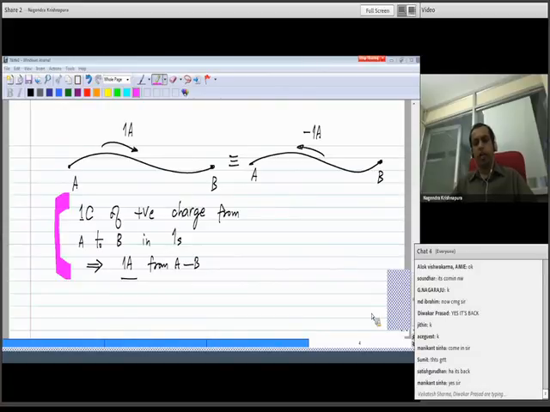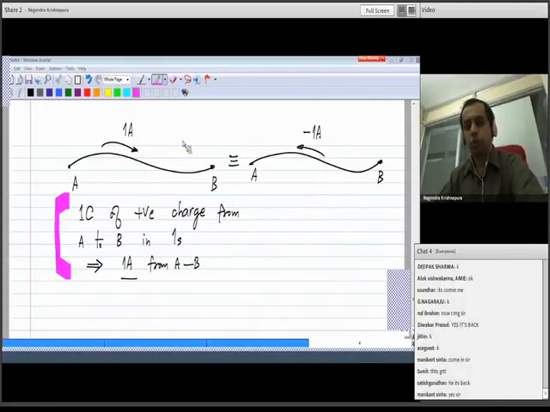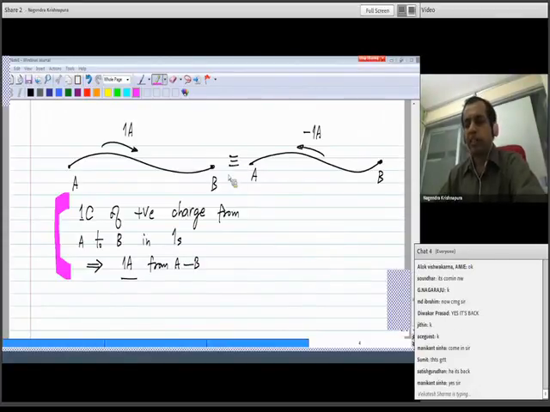What I want to emphasize is that just because I have drawn an arrow from B to A doesn't mean that current is actually flowing in that direction. It could be the negative of that also. The value could come out either positive or negative. So that is about currents.